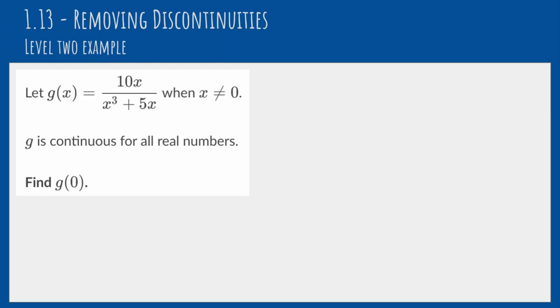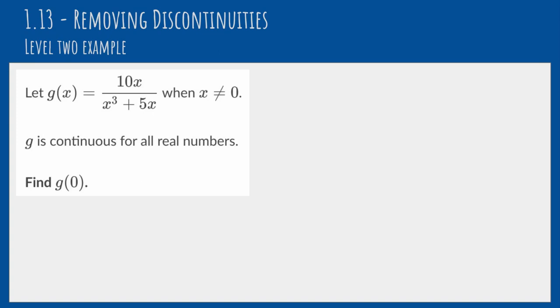So let's look at a couple examples of functions that have discontinuities, but they're removable discontinuities, and talk about how we would actually remove those discontinuities. So remember, the definition of continuity tells us that the limit of the function as the function approaches a certain x value and the value of the function at that x value have to be the same as each other.